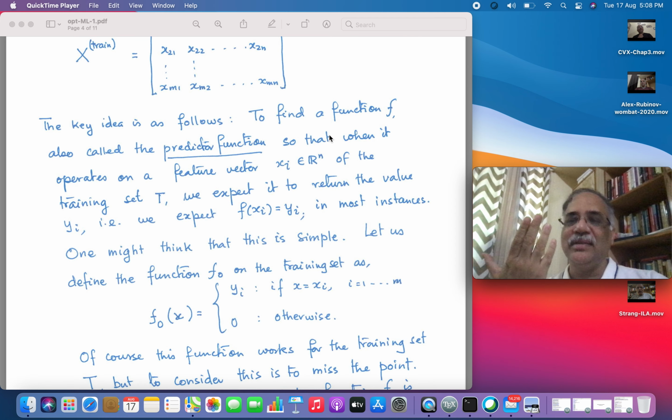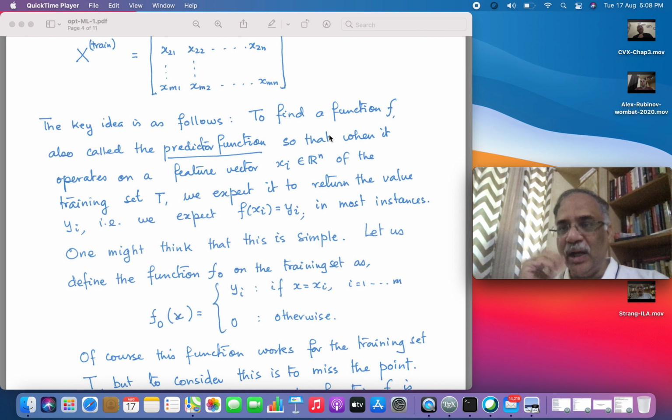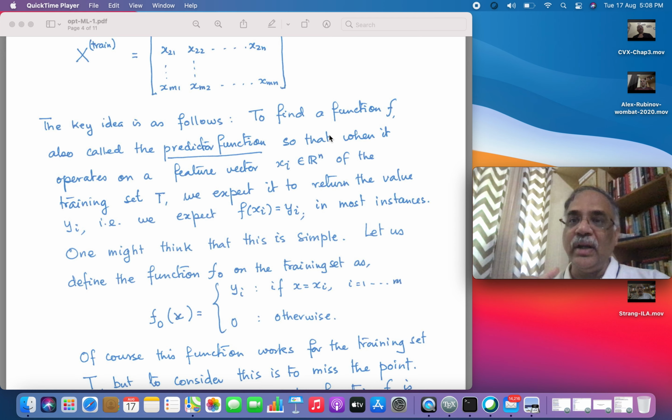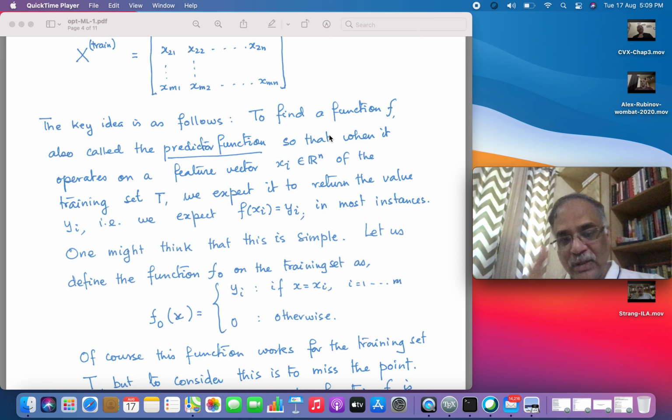It is to handle a test set which is unknown, for which labels are not known. Only the feature vectors are known, but the labels are not known. I need to know the labels, and that is why this function is constructed to automatically tell me the label. So it's kind of an automation of the whole thing. So now you construct such a function.